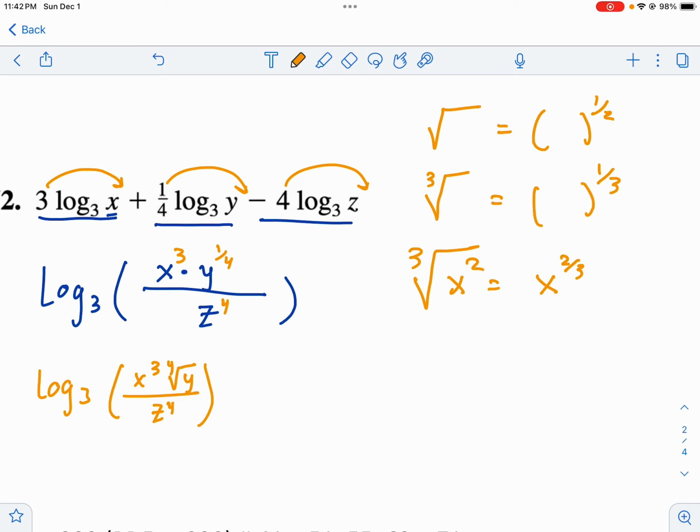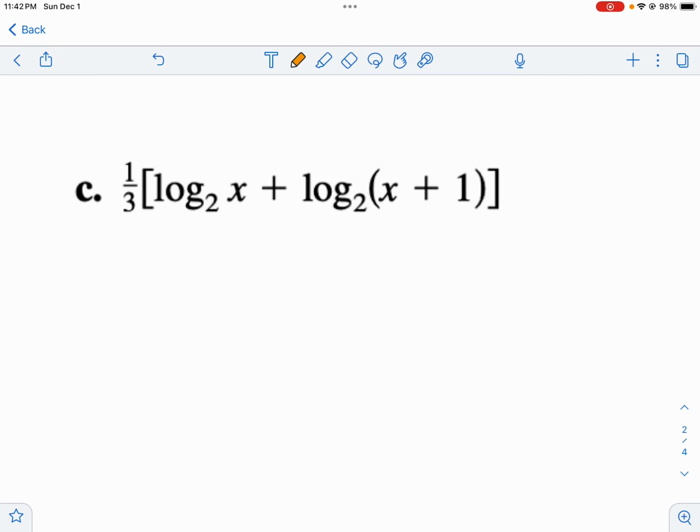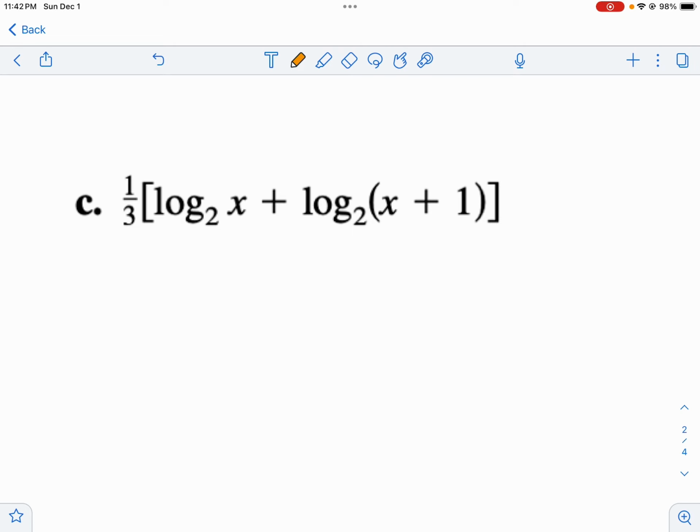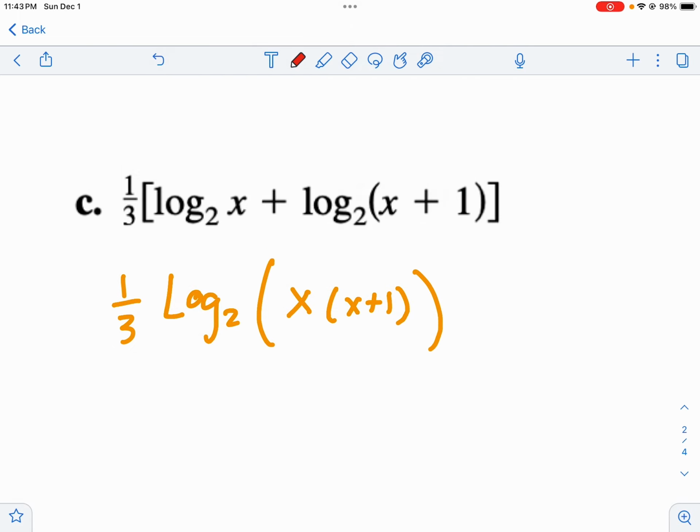And then lastly, c. So this 1/3 is going to impact it in a little bit. Let's just keep it out here for now. And then you have log base 2 of x times x plus 1. And then when you bring that 1/3 power back, it hits them both, right? It's going to hit them both. All it's going to do is create a 3rd root.